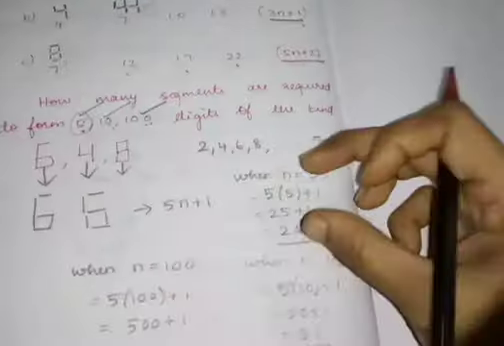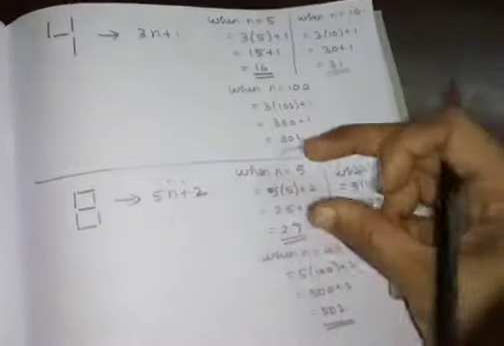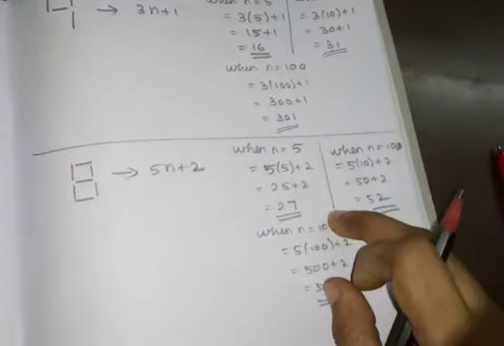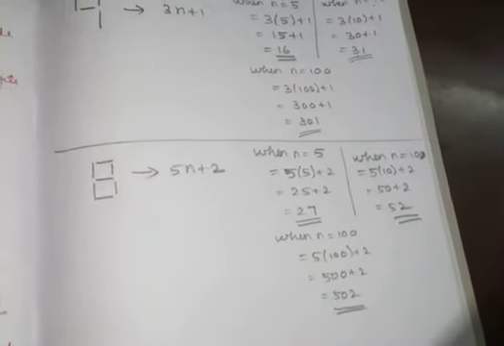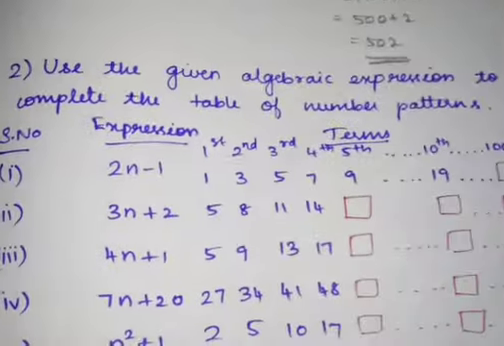For 6, these three are the values. For 4, this is the expression. These three are the different values of the expression. For 8, this is the expression. These three are the different values of the expression. Understood? The next is your tabular column problem.